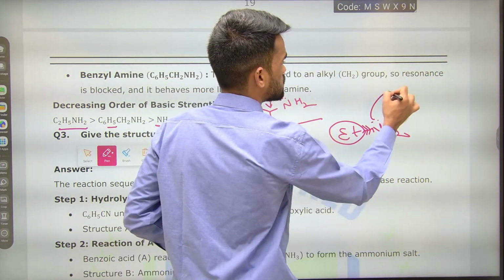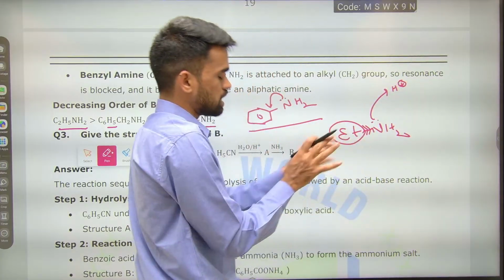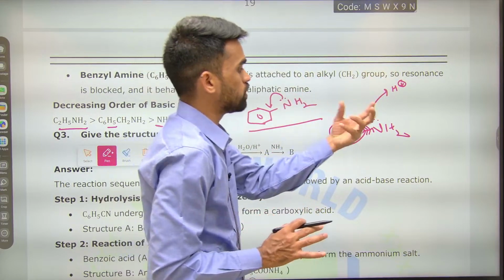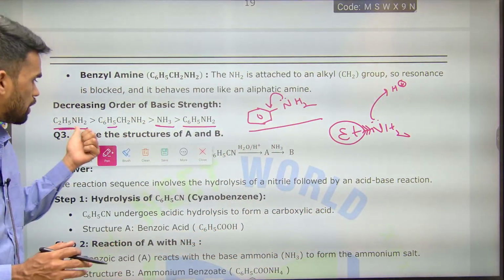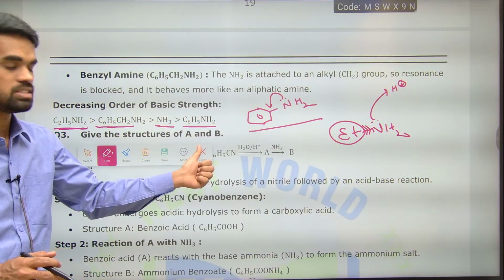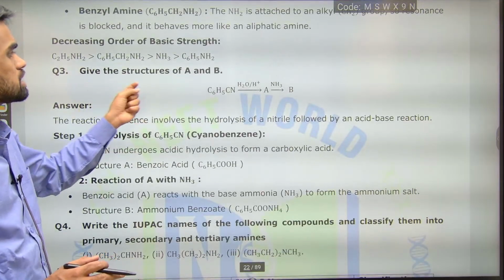So this lone pair easily accepts the H plus. If there is more electron density on the nitrogen atom, it will easily donate it to the H plus. That's why ethylamine is more basic. After that benzylamine, next ammonia, and least is aniline. That's it.